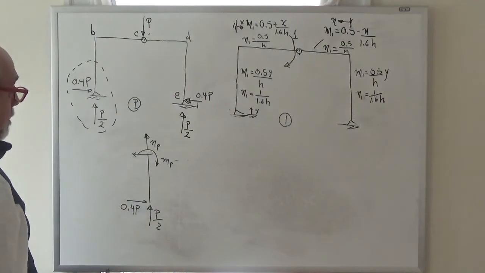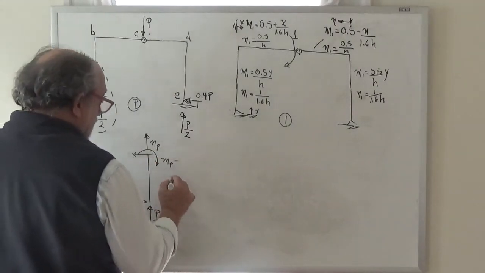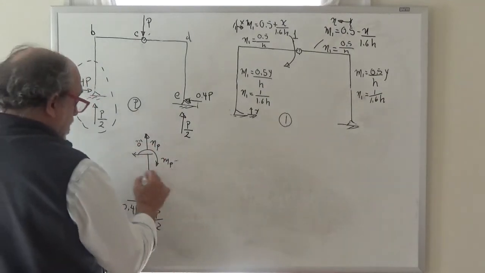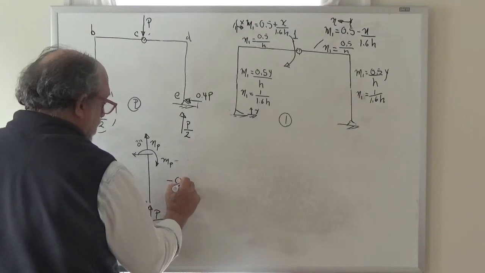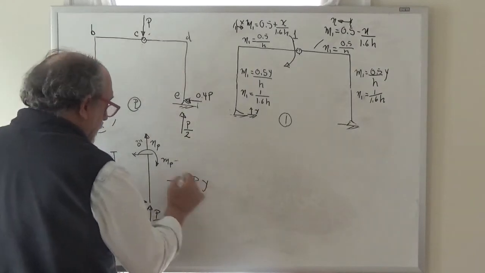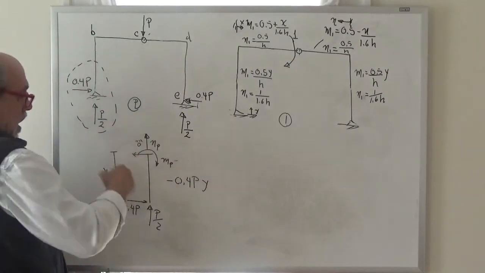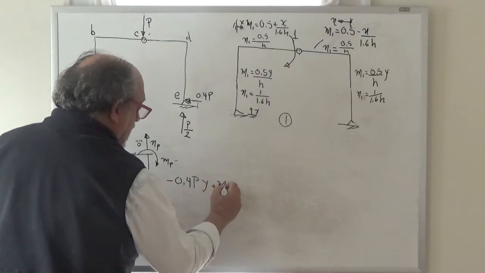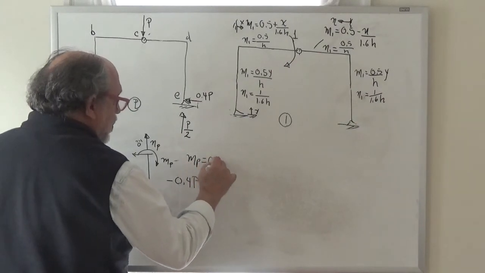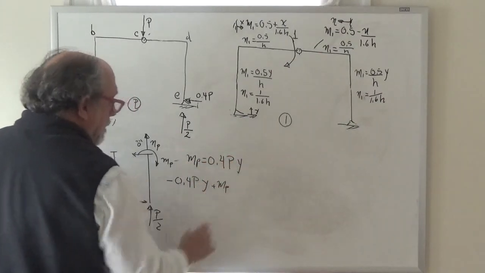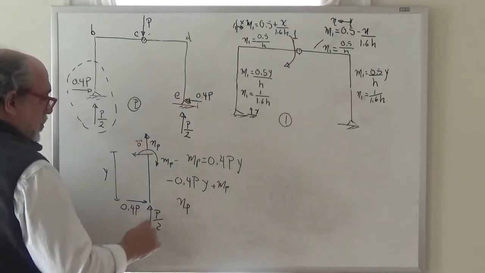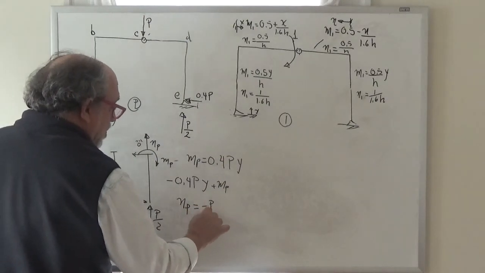when we did the one on that bar. So now from here we would say sum of the moments about O equal to 0. Clockwise is plus, gives me minus 0.4 P times Y, plus MP. So we have that MP is equal to 0.4 PY. And from sum of the forces in the Y direction, we have NP plus P over 2 equal to 0, or NP is equal to minus P over 2.